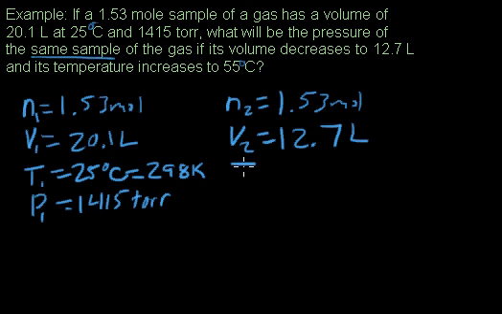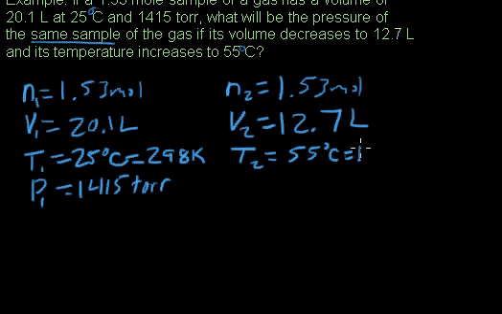The temperature changed to 55 degrees Celsius. And remember, we need to change that into Kelvin, which is 55 plus 273, which gives us 328 Kelvin. And then our last thing is pressure, which is our unknown, because notice the problem is asking what will be the pressure. So our unknown, which is the U in GUESS, is the pressure. So now we've extracted all the information that we can from the problem.